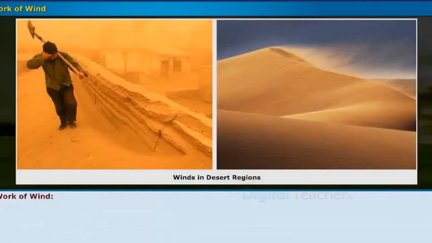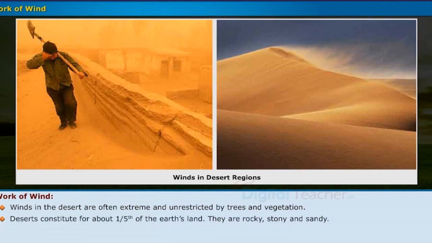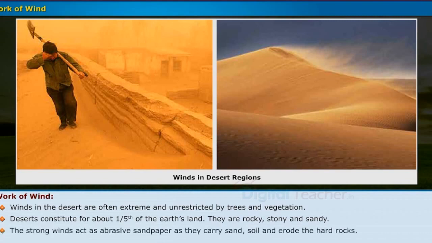Now, let us see the influence of wind on the lithosphere. Winds in the desert are often extreme and unrestricted by trees and vegetation. Deserts constitute about 1/5 of Earth's land. They are rocky, stony, and sandy. The strong winds act as abrasive sandpaper as they carry sand and soil, and erode the hard rock.